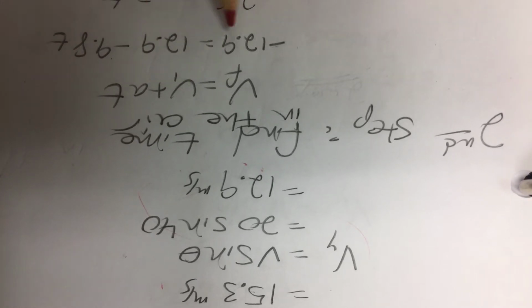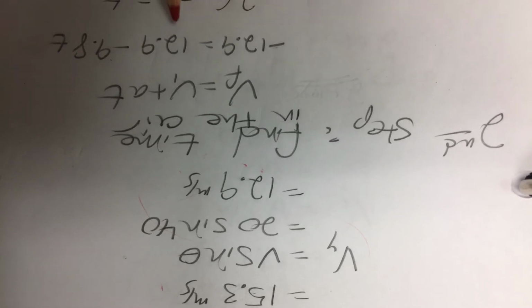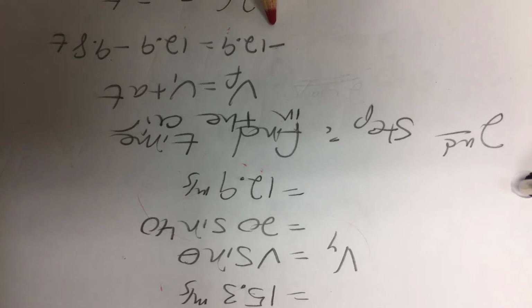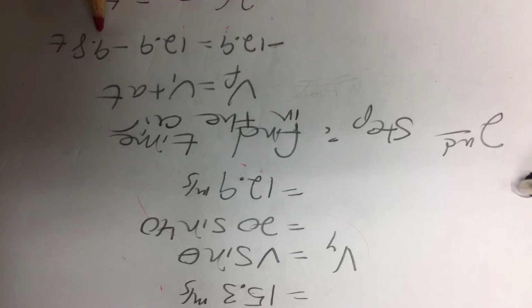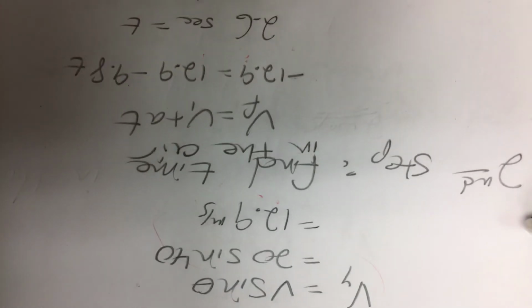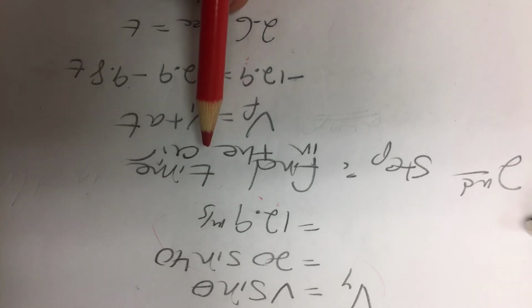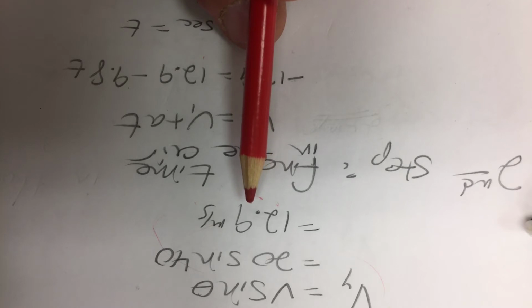To solve for time here, the first thing you're going to do is subtract off 12.9 from both sides. So you're going to end up with negative 25.6 on the left-hand side. And then we're going to divide both sides by negative 9.8. Your final answer is 2.6 seconds in the air. Remember, to find the flight time, you only use the y components.